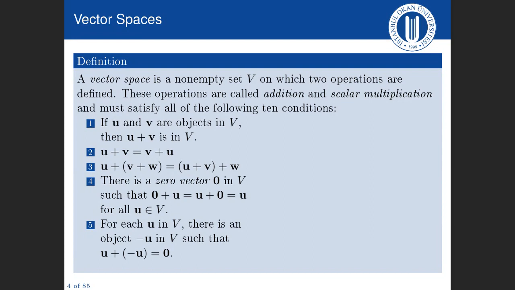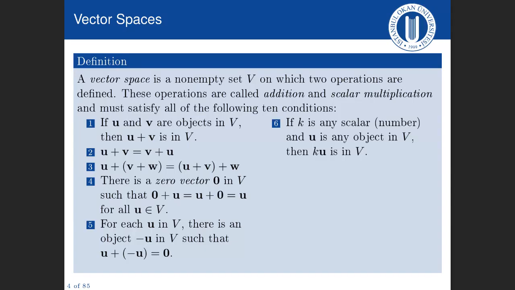Let's move on to talking about scalar multiplication, or multiplication by a number. If k is a scalar, by which I mean a number, and if u is an object in the vector space, that would be the vector, then we need to be able to multiply the vector by the number and get something which is still in the set V.